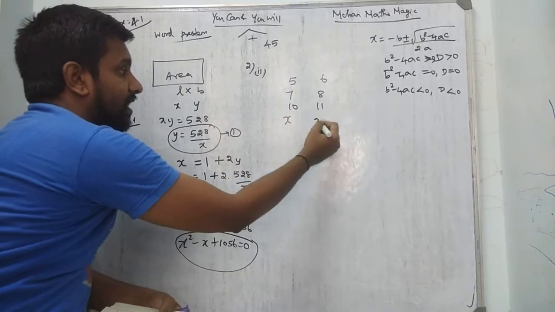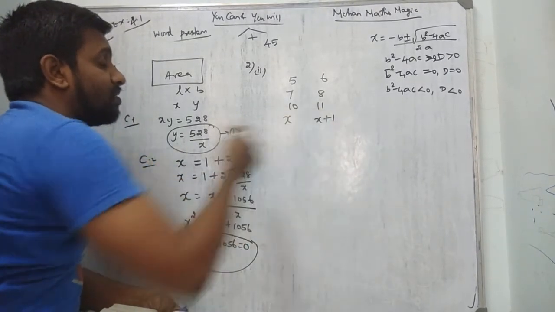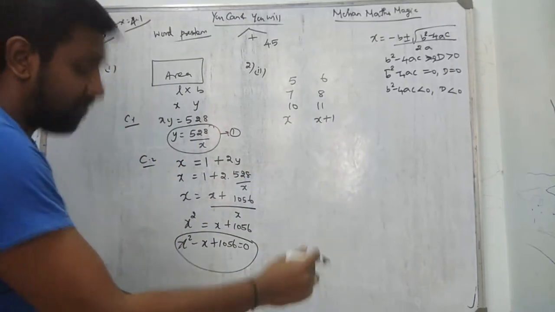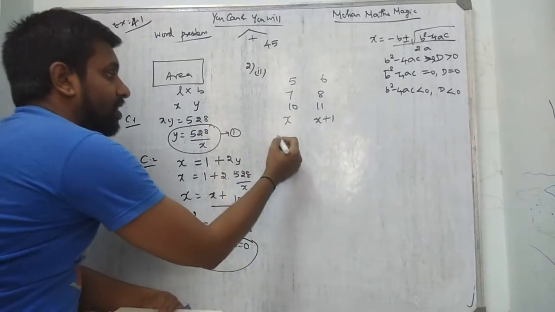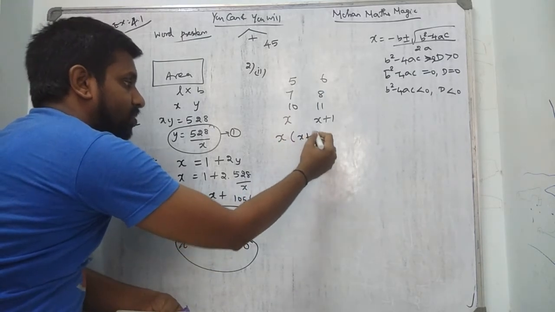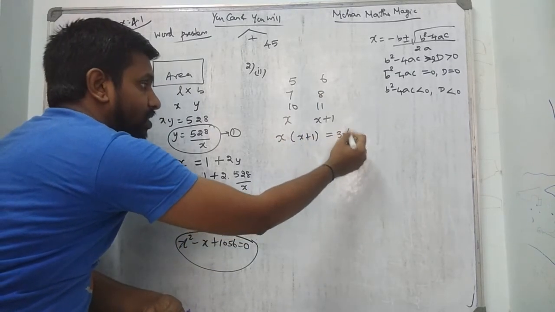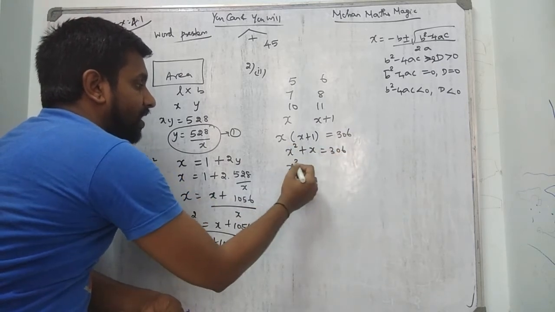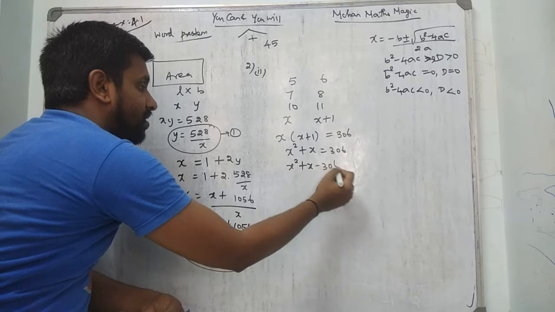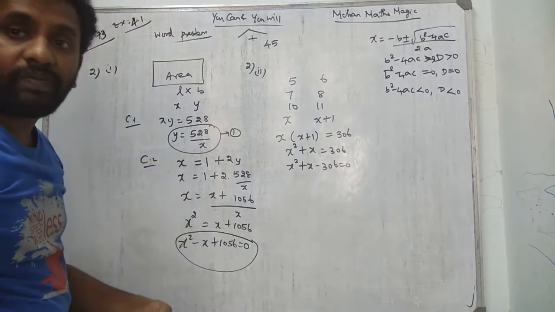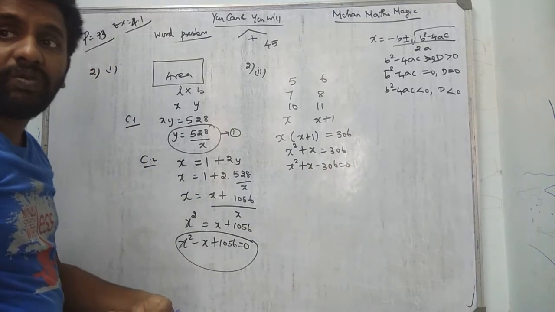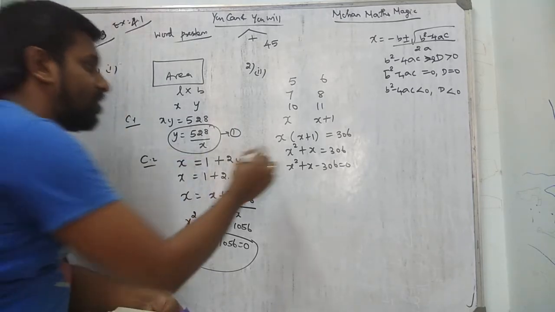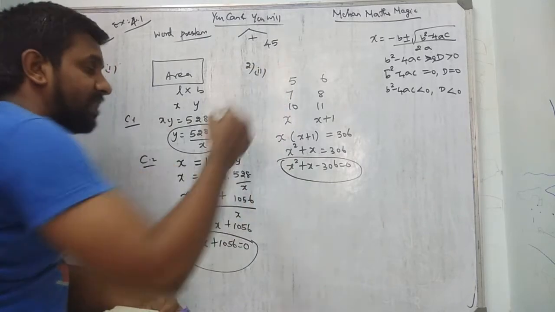If I imagine x, then x plus 1 is the consecutive positive integer. One integer is x, the immediate next integer is x plus 1. The product of the two consecutive integers: x into x plus 1 equals how much they gave? 306. Multiply inside: x squared plus x minus 306 equals 0. So they asked you to represent it. If they ask you to find the integers, you have to apply the method as I told you earlier.